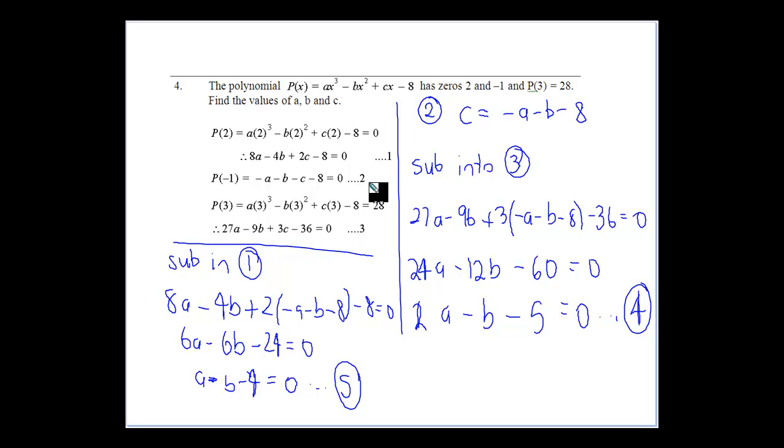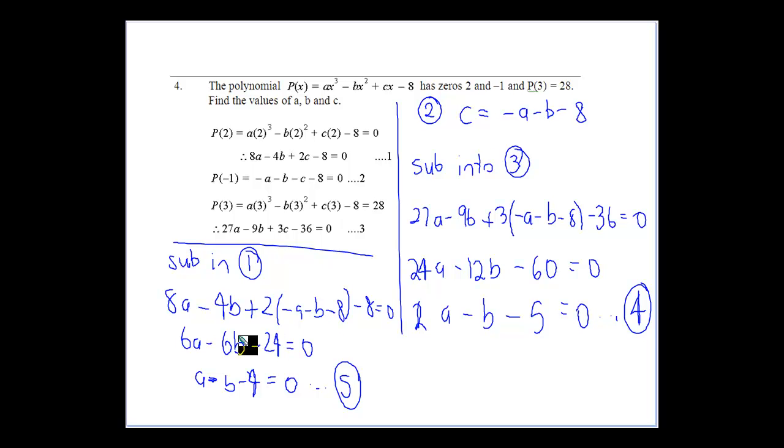So we've got 3 equations in a, b, and c. We need to start to solve it. So what we need to do is start to manipulate and do some substitutions. So if we take from equation 2, we can find c is equal to minus a minus b minus 8. So manipulated equation 2. And then we can start to substitute that into 1.